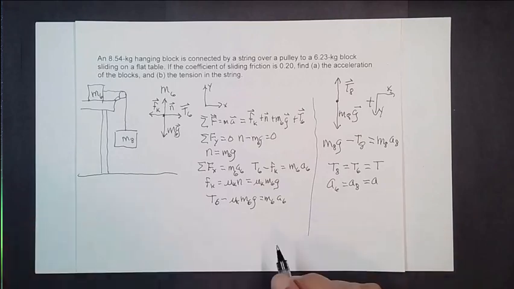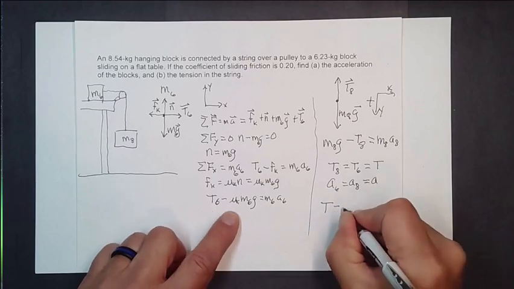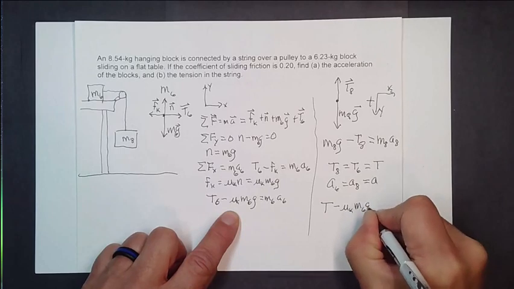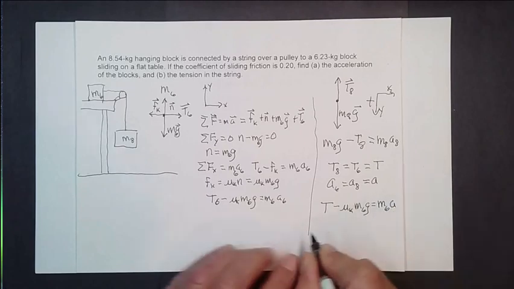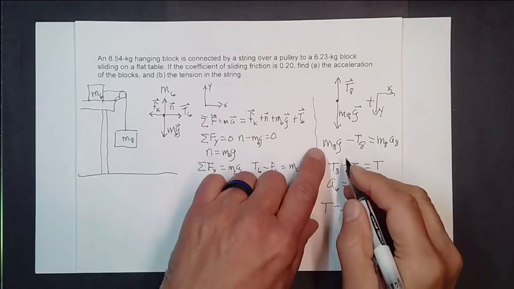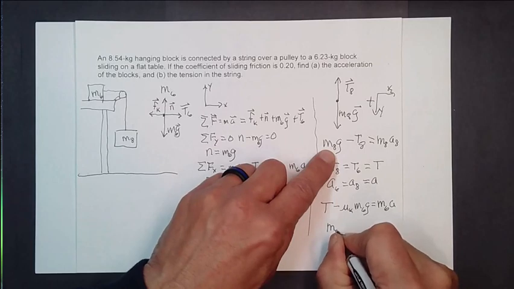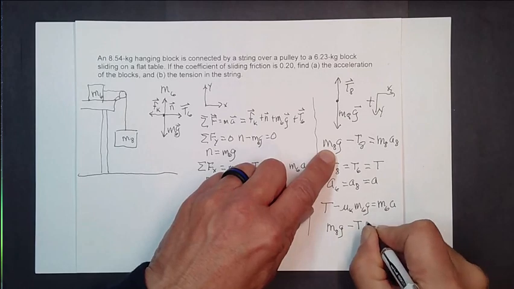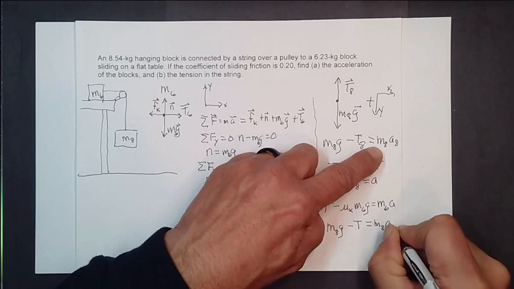So now those two equations that I have are going to look like this. I'll have T minus mu sub k m6g equals m6a. So that's what that one simplifies to. And this one will simplify to m8 times g minus T equals m8a.